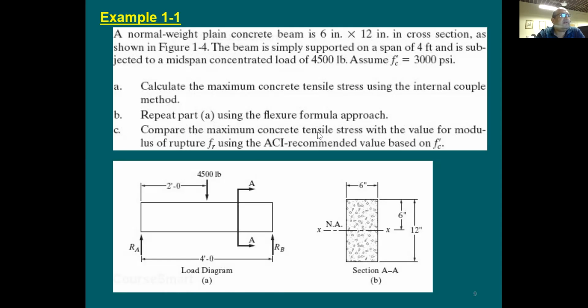Compare the maximum concrete tensile stress with the value of the modulus of rupture, FR or FCR, using the ACI recommended value based on F prime C. That's what they're saying. Figure out the stresses in the beam and compare it with the cracking stress. So you'd like to know if this beam is going to be cracked or not under this 4,500 pounds as a concentrated load. Let's move forward and see what happened.